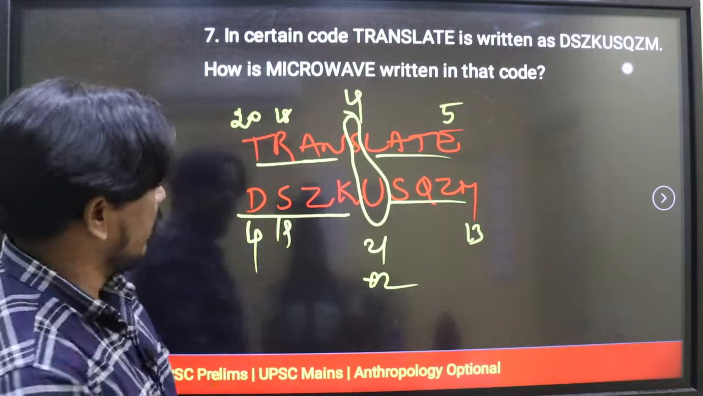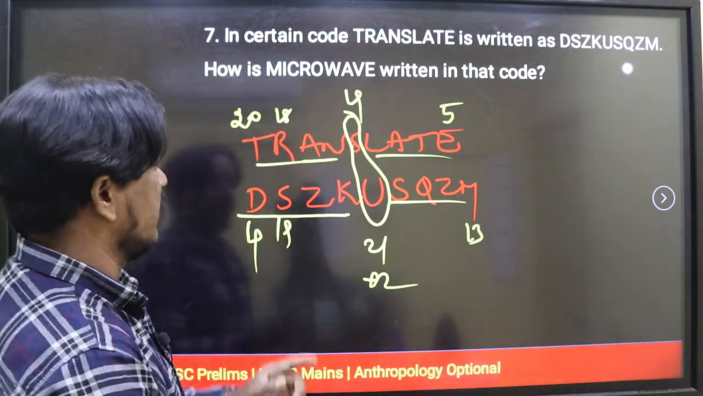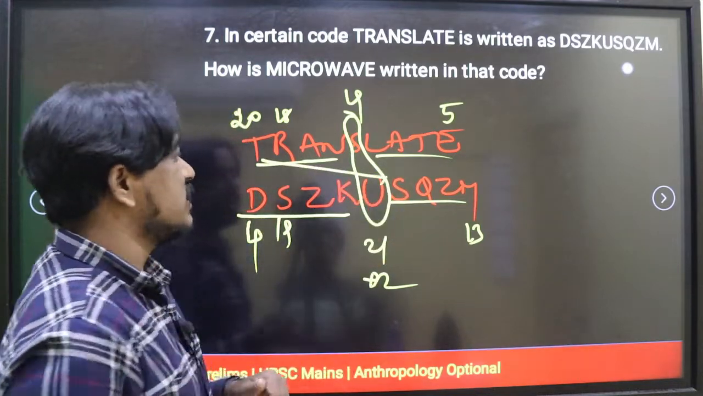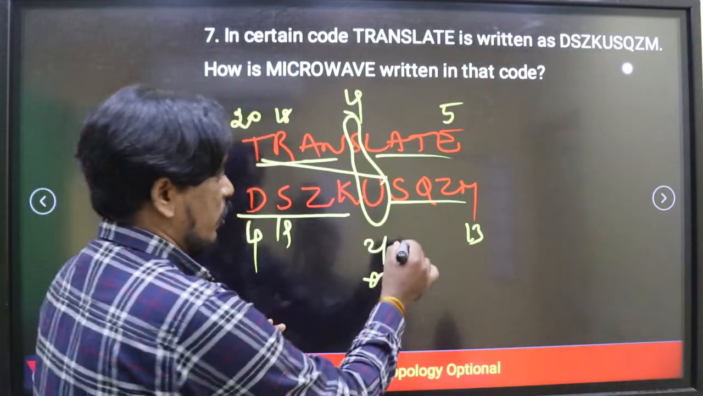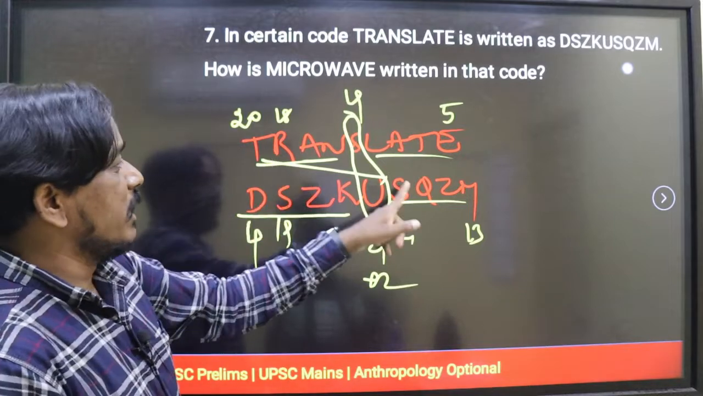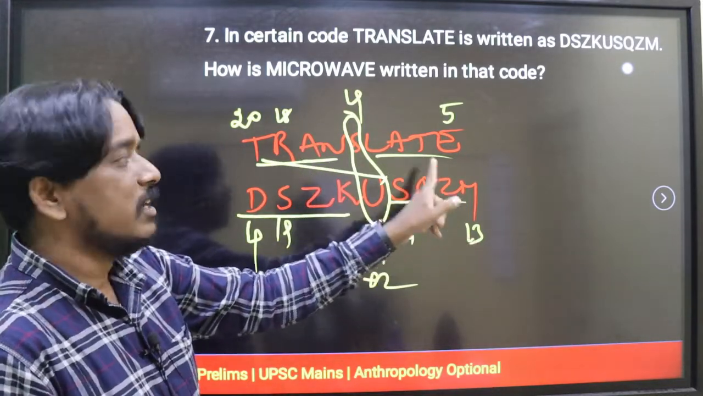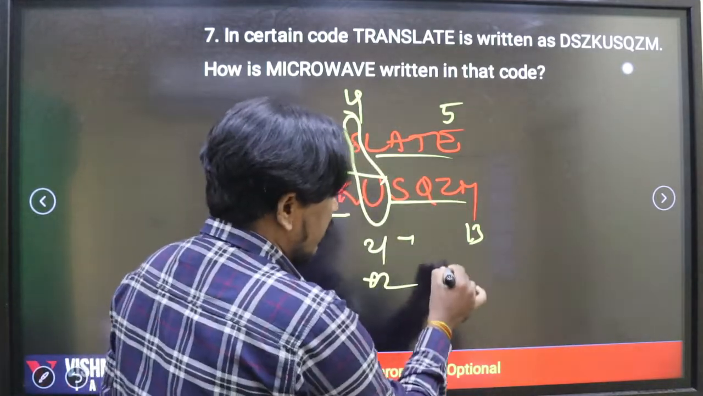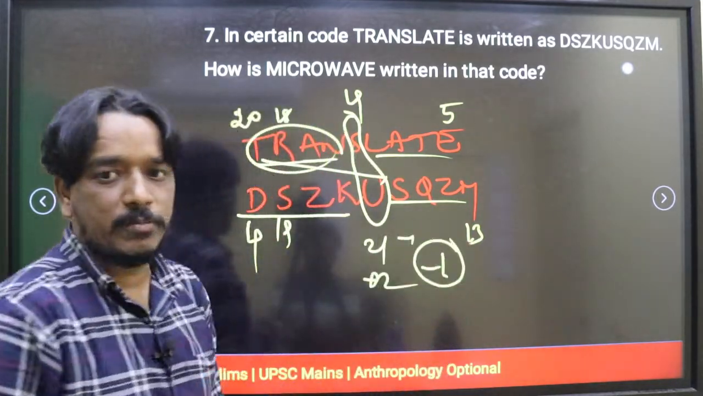Middle one plus 2 logic we are taking. The remaining, what we are doing here? If you observe, T minus 1, S; R minus 1, Q; A minus 1 is Z; similarly, N minus 1, M. So first half we are writing on the second side, but minus 1 logic we are following.